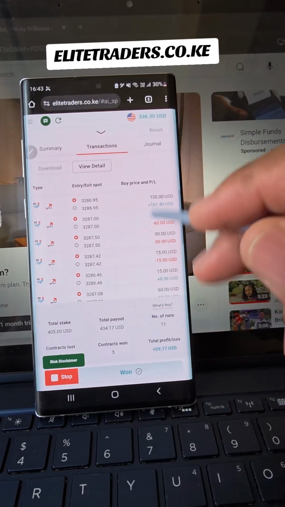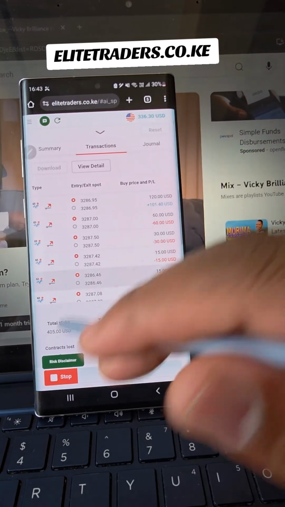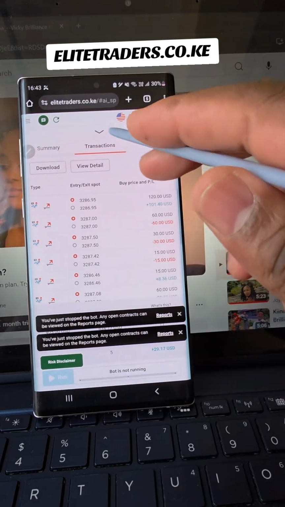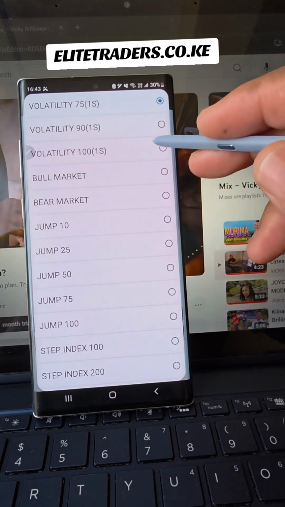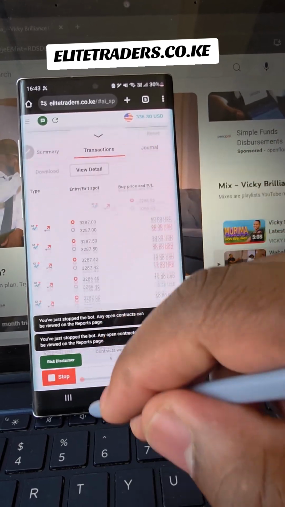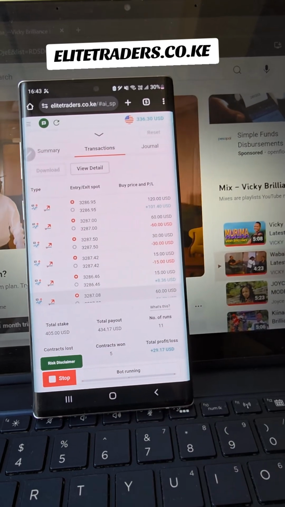If it takes long, you can decide to switch. You can stop and switch to a different volatility. For example, let's go to 100 and run. Let's see.